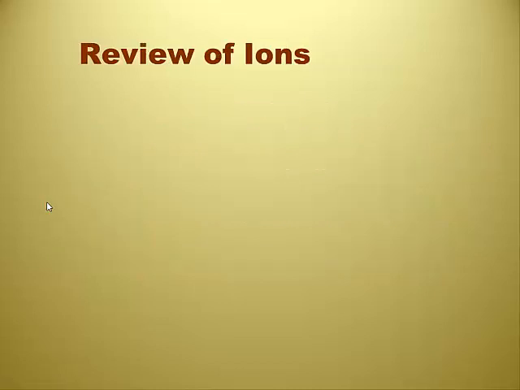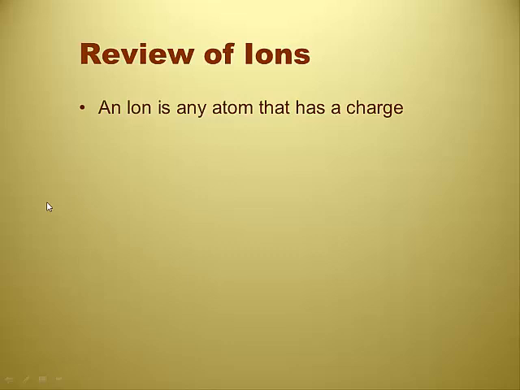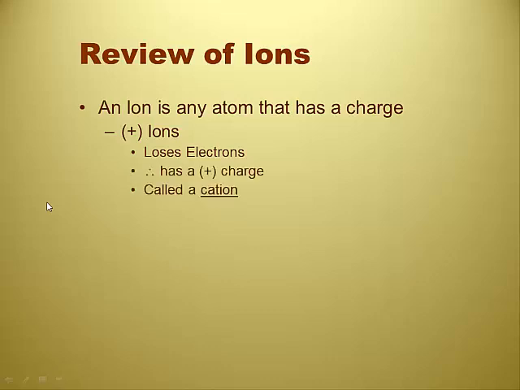Review of ions. Ions. What's an ion? An ion is any atom that has a charge. Positive ions lose electrons, have a plus charge, and are called cations. For example, lithium and beryllium.